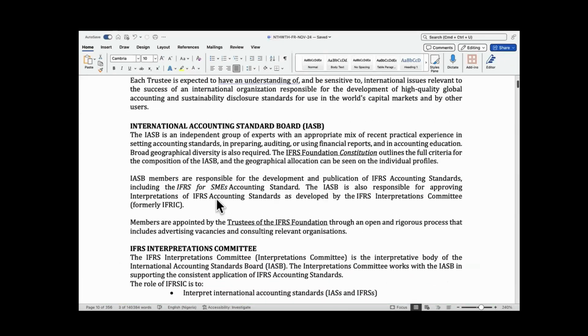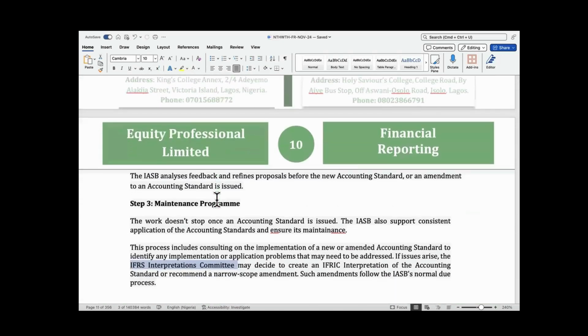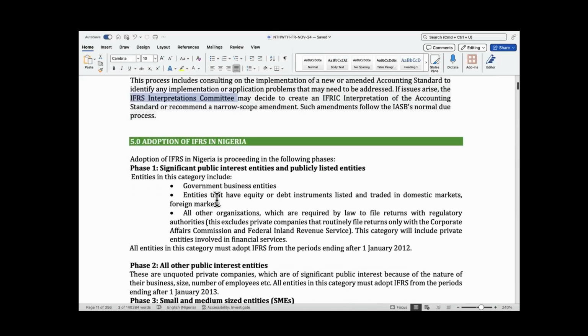Extremely important for us for financial reporting. You need to know all of these things very well. Okay, and that's that for that. The next one here is adoption of IFRS in Nigeria.